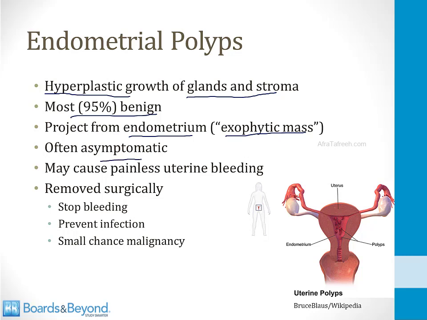They're often asymptomatic, but they can cause painless uterine bleeding, and when they're discovered, they're usually removed surgically for a couple of reasons. First of all, to stop the bleeding, second, to prevent infection, and third, as I said before, there's a small chance of malignancy.